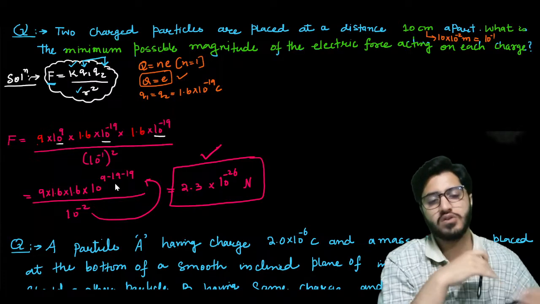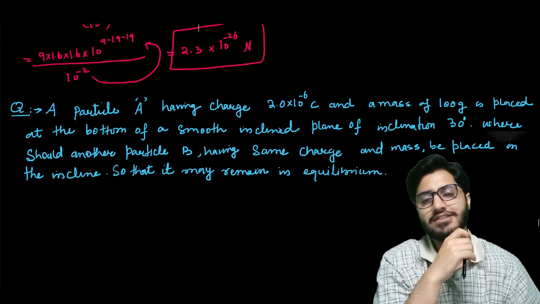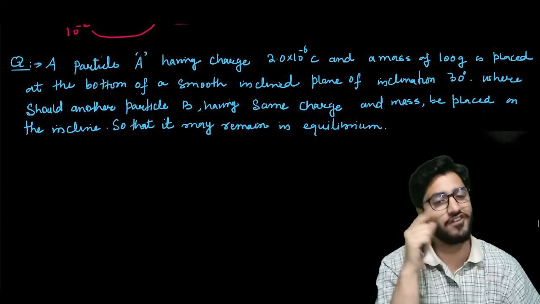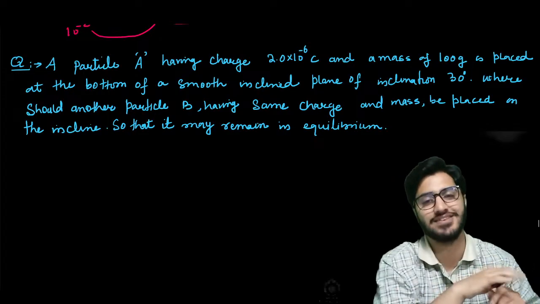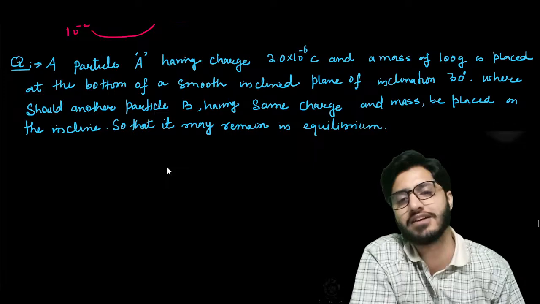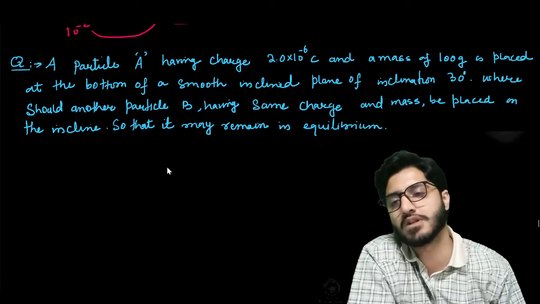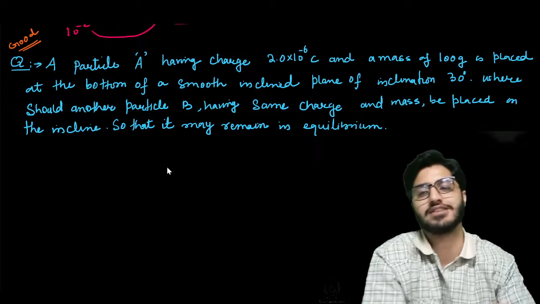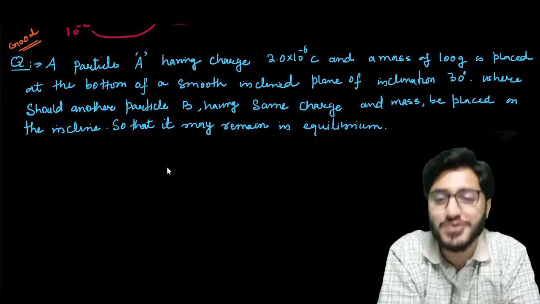Okay, so now the next numerical. This numerical is a combination of 11th and 12th. This one is important. It is a good one. So I will explain this one.